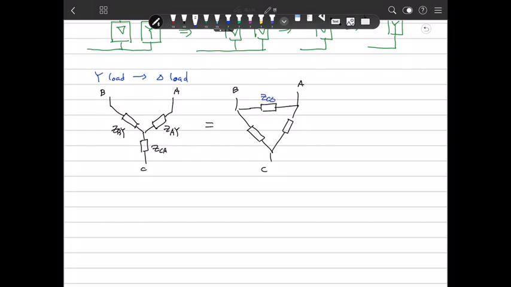Let's define the names as GC delta, GB delta, GA delta. Because this is B, we define the name as B. The problem is that GAY was 40 plus j40. GBY was 30 plus j40. And GCY was 30 plus j3.